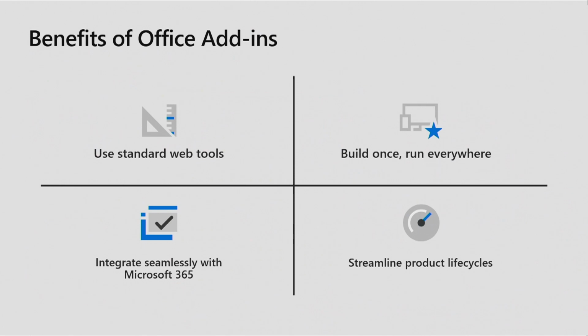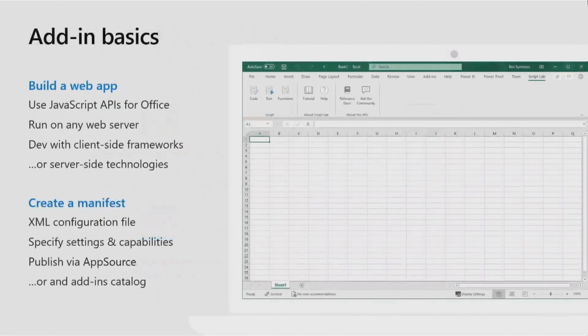They integrate seamlessly with other Microsoft 365 services, including the ability to call into things like Microsoft Graph or your own Azure AD protected APIs. And you only have to deploy them once. You deploy an update, and it goes out live everywhere. There's no deploying to desktops, thanks to the fact that they're using these standard web tools.